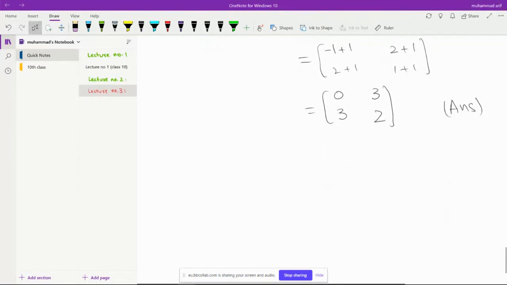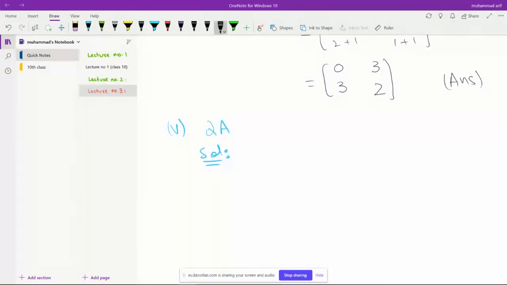Similarly, I solve the fifth part. The fifth part is 2A. Here we solve the fifth part, which is 2A. 2A is equal to 2 times, instead of A, we write the matrix A, which is [-1 2; 2 1].